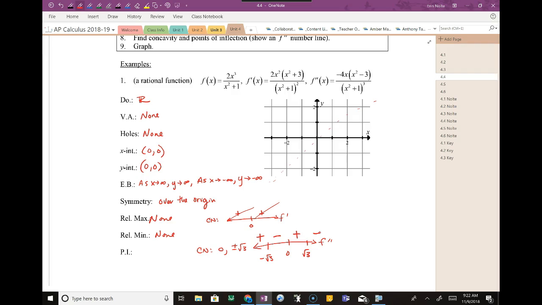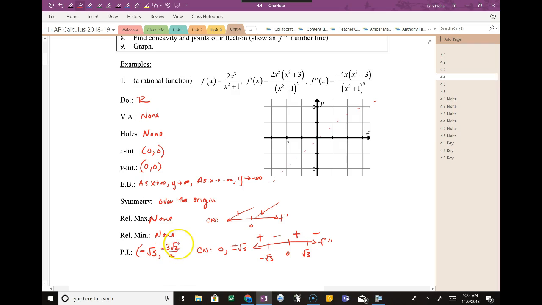Yeah, we have 3 points of inflection, right? Okay, so we have a point of inflection at a negative square root of 3. So if I plug a square root of 3 in to my original, I would get out, I'll just tell you what you get. You get negative 3 square root of 3 over 2.